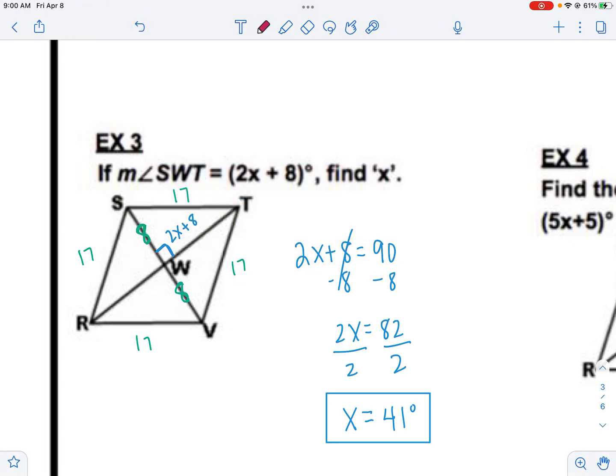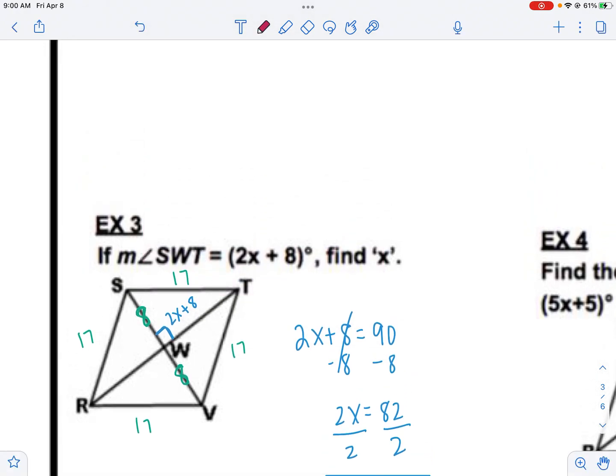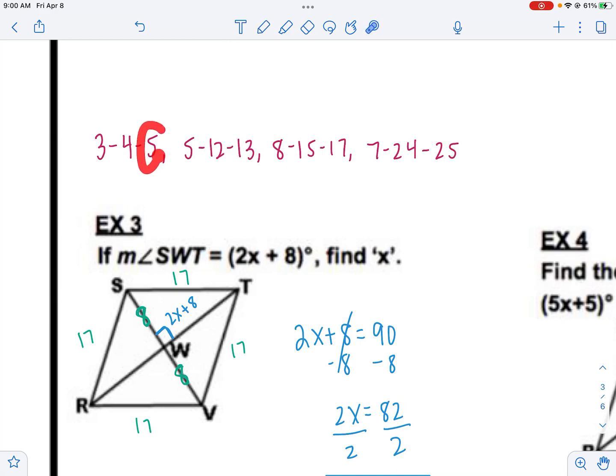But if you know your triples, you should be starting to recognize them because they're going to pop up a lot in this unit. So remember our triples are 3, 4, 5; 5, 12, 13; 8, 15, 17; 7, 24, 25. And the last number is always going to be the hypotenuse. So right here in this particular problem, if I have 17 and 8, then my missing piece would be 15 and 15. So if I asked you what's this whole piece, that would be 30, and then that whole piece right there would be 16.